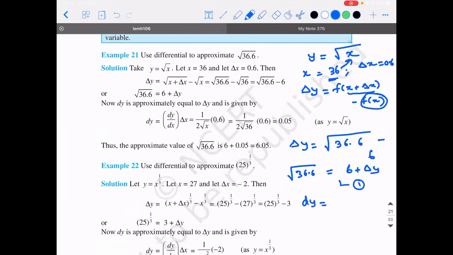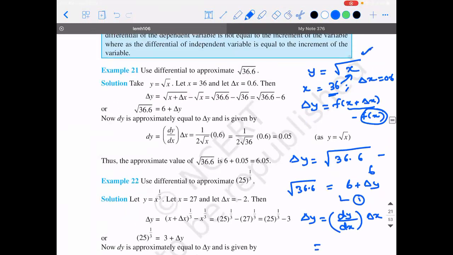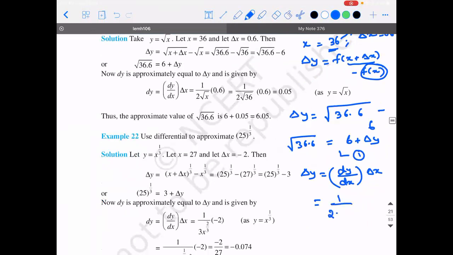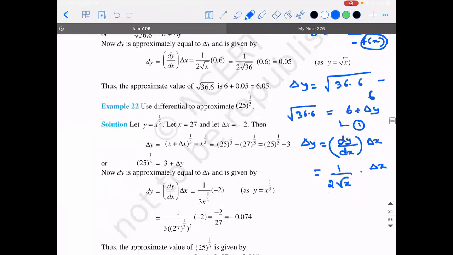And we know the formula for dy. What is dy? dy is equal to dy by dx into delta x. See, I want to make a small correction from the textbook. It's better you remember it like this. Instead of dy, remember it as delta y. Means delta y by delta x is approximately equal to dy by dx. So delta y is equal to dy by dx into delta x. So what is the derivative of y with respect to x? It is 1 by 2 root x into delta x.